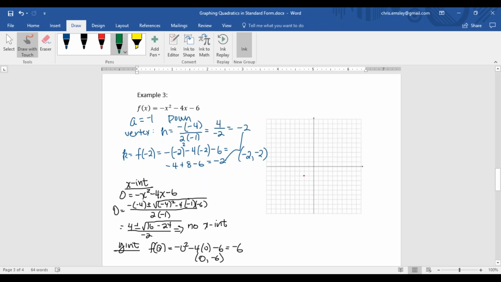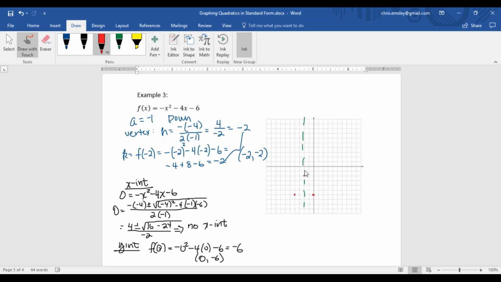So we have our vertex ready. I'll sketch in that axis of symmetry, which will be right down the same x value as our vertex. We have a y-intercept at (0, -6), 2, 4, 6, I think about right there. And using that symmetry property, that means we must have another point 2 units to the left of the axis of symmetry.